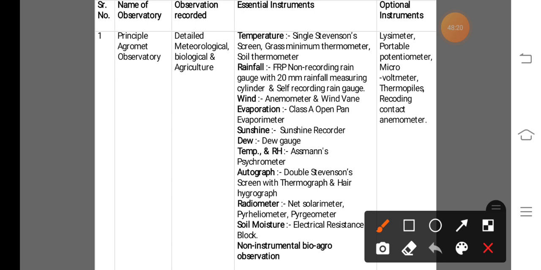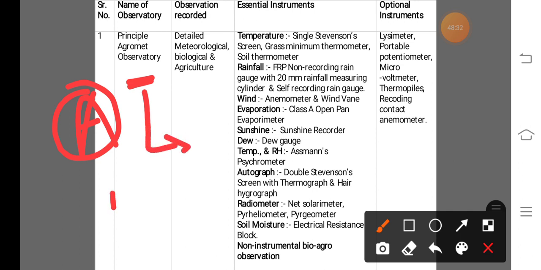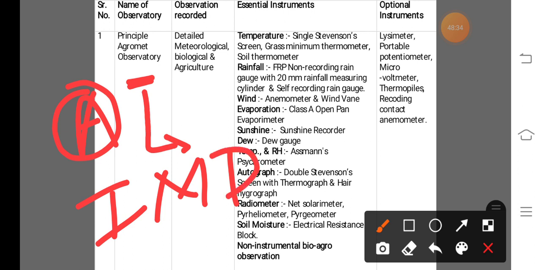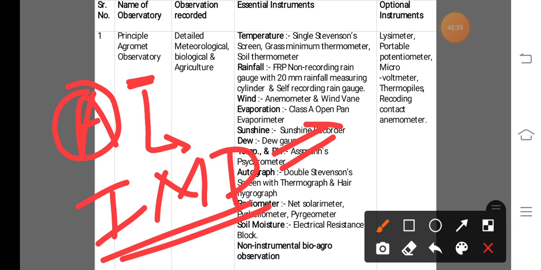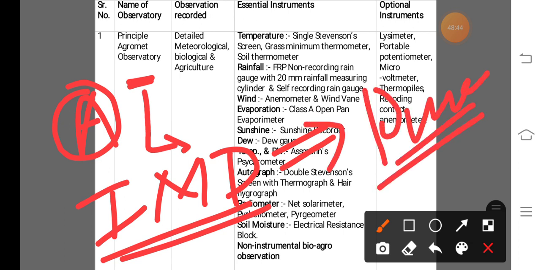So first observatory, that means A type observatory. The A type observatory is also known as the principal agromet observatory, and this type of agromet observatory is present at IMD, that means India Meteorological Department. This IMD A type observatory is installed at Pune Agricultural College, Shivajinagar. I think for practical exam purposes, this sentence is important.